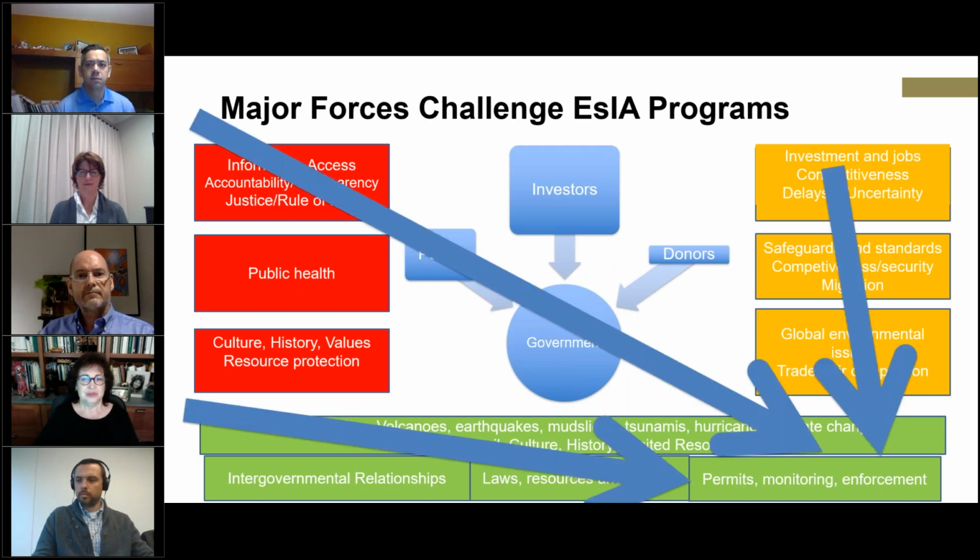Next slide, please. The breadth of issues and institutions involved is a challenge in itself for decision makers, but even more so for follow-up monitoring and compliance assurance with those commitments to mitigation and conditions for project approval. The bottom line, however, is that nothing we do as ESIA professionals is real unless there are commitments met and promised results achieved.